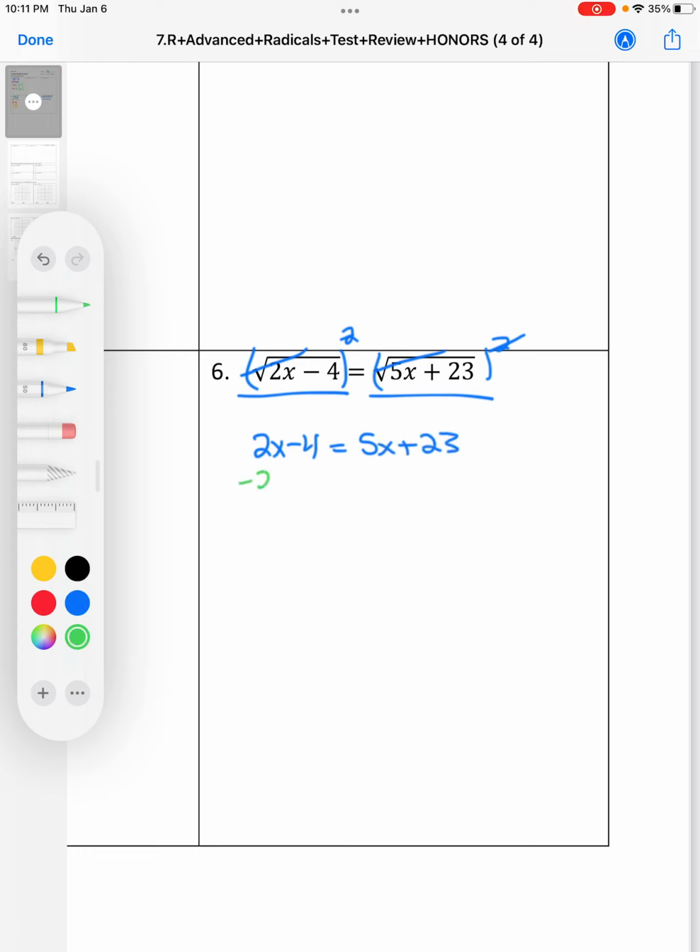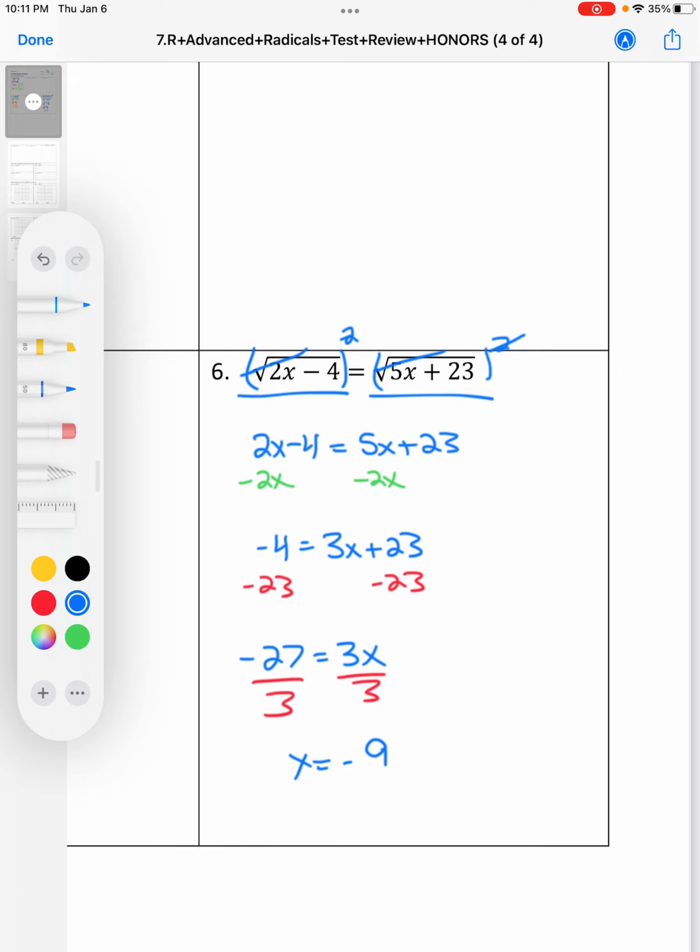Let's solve for x. Let's get the x's on one side. So I'm left with -4 = 3x + 23. Subtract 23, and we get -27 = 3x. Then we divide by 3. What does x equal? Well, x equals -9 then.